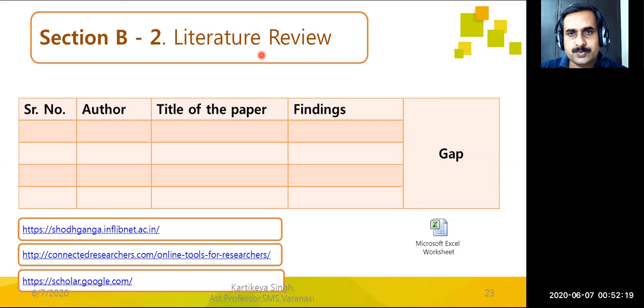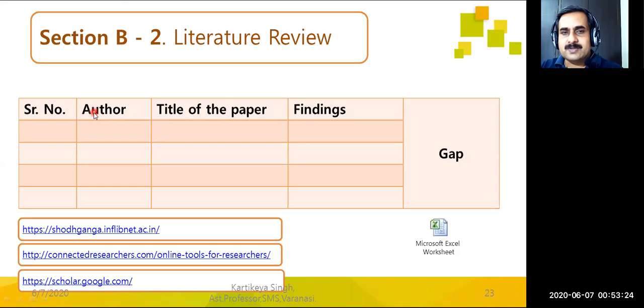I'll show you through my example, where I have collected different research papers, and on the basis of those research papers, how I have segregated and created a separate sheet. What does this format tell you? First, you have to mention your serial number, then the author who has contributed that research paper, then the title of the research paper, and findings. You have to mention it in this section.